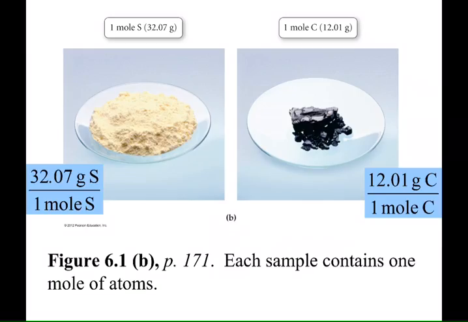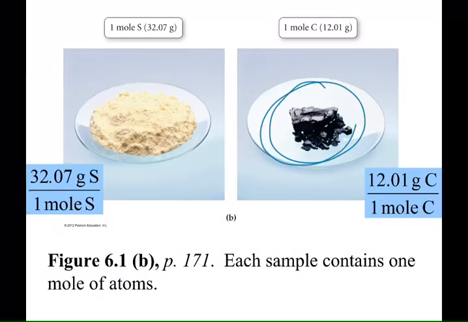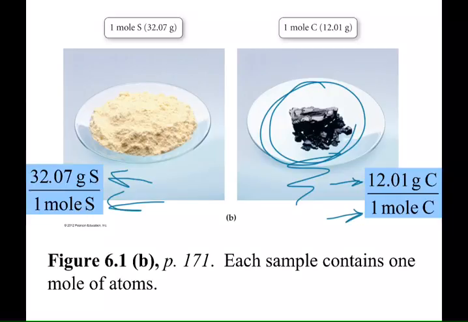So here we have sulfur and carbon. This isn't actually carbon-12 over here. This is just regular carbon in nature. It has a couple of different isotopic forms. So its molar mass is 12.01 grams per 1 mole. Sulfur is 32.07 grams per 1 mole. So the different elements have different molar masses.